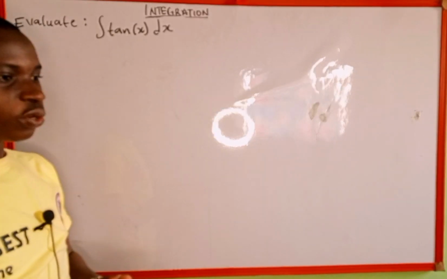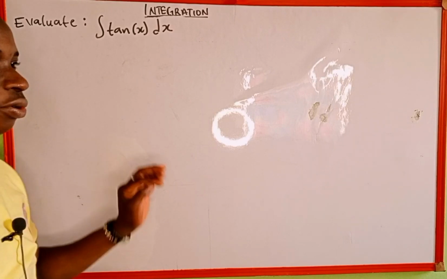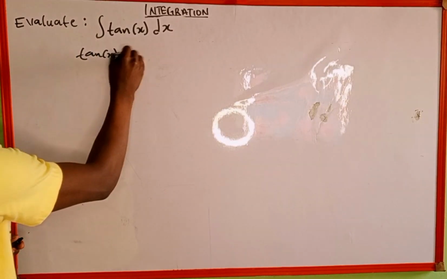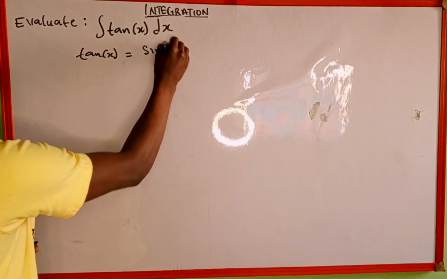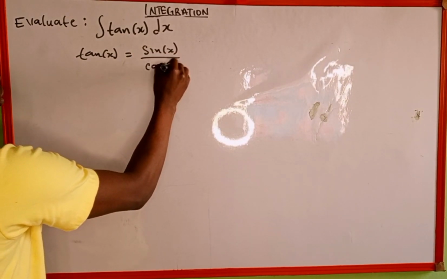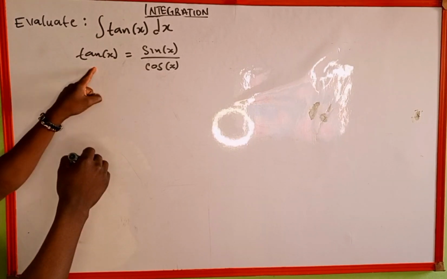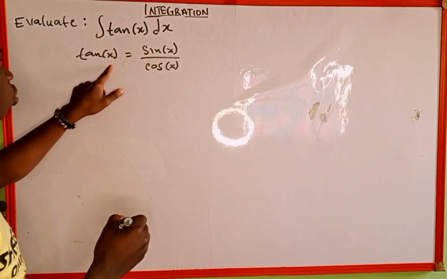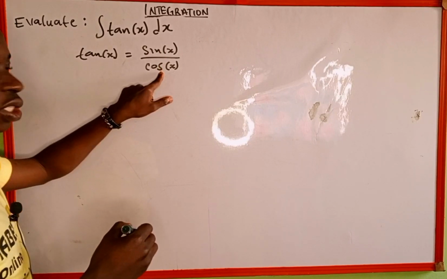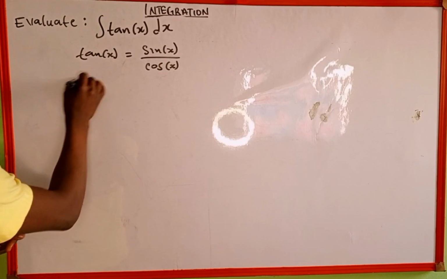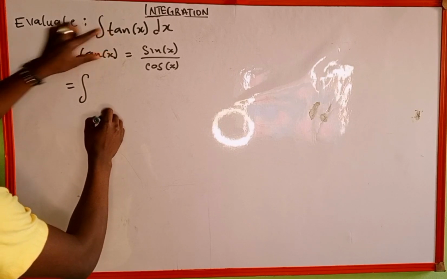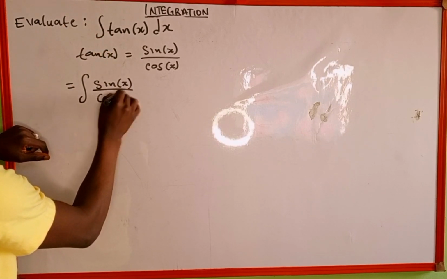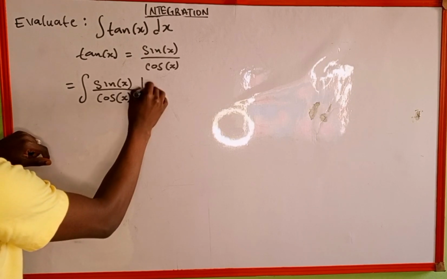The first thing we're going to do is to recall from our trigonometry identity. Tan of x is the same as what? Sine of x all over cos of x. So this is equivalent to this from trigonometry identity. So in place of tan x, we are going to replace sine x over cos x. So this is going to be equal to what? Integral of, in place of tan x, sine of x all over cosine of x, then dx.